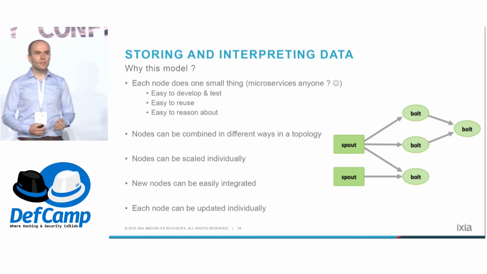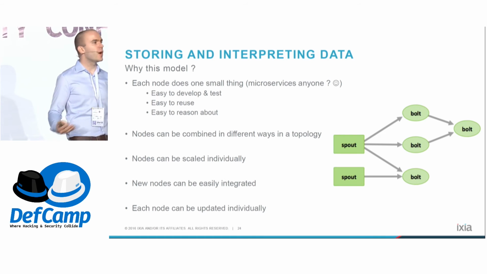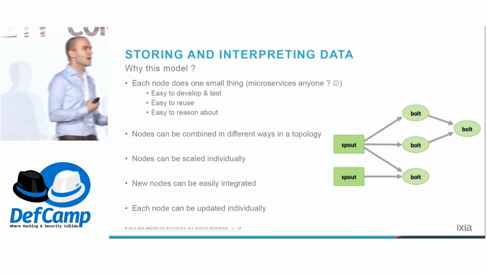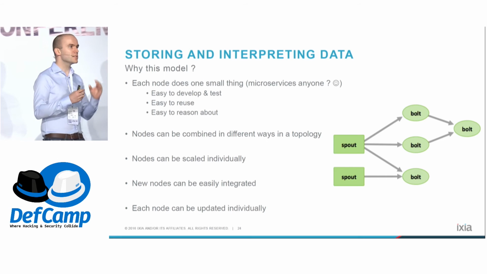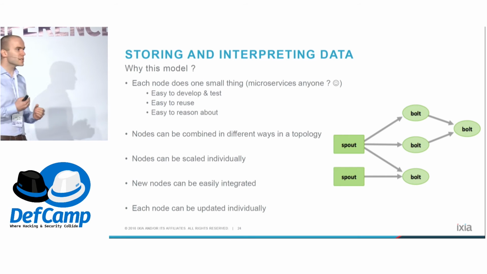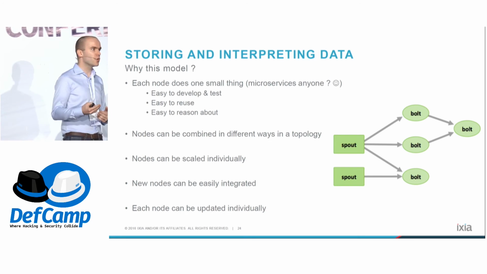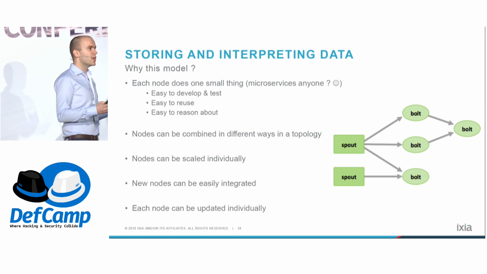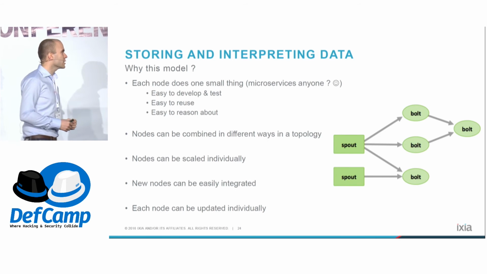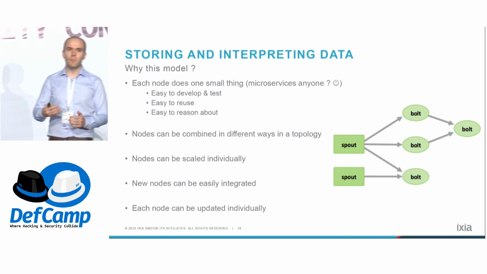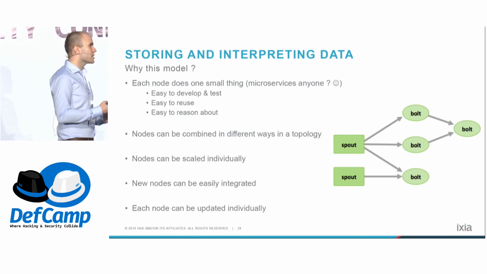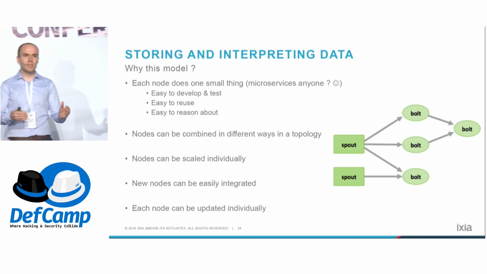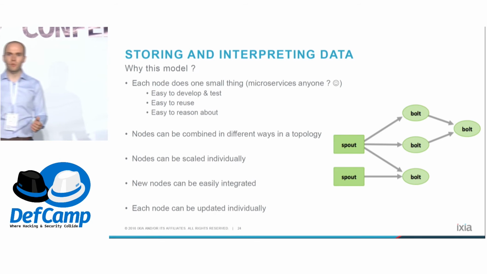So you might wonder why choose this specific model in order to build our system. Well, for one, as I've said, each node does one tiny little thing. So because of that, it's easy to develop and test and iterate through it. It's also easy to reuse. You can connect the same node in multiple places in your system. And it's also easy to reason about at the node level. It's easy to understand its interaction. And when you look at the whole system topology, you'll understand how the flow of information works through it.